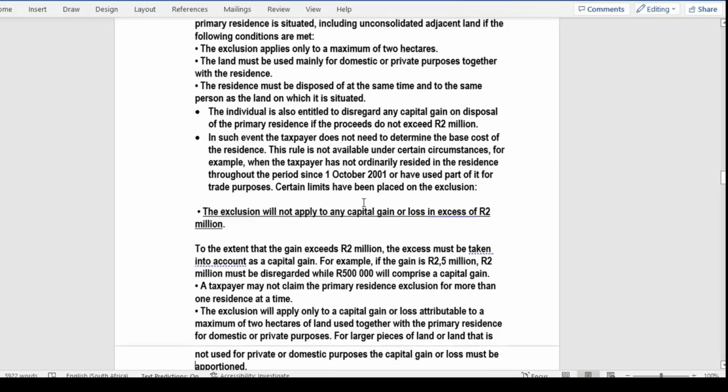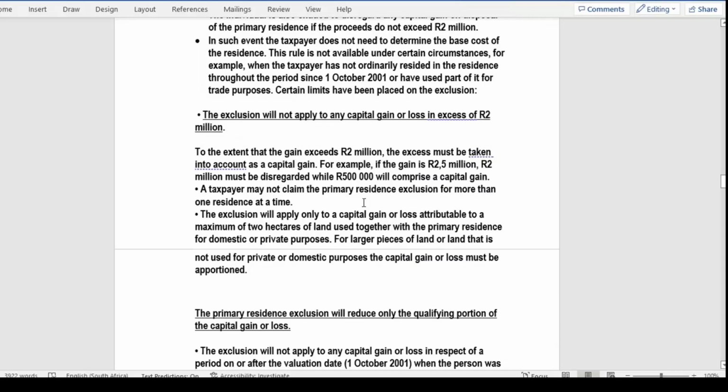Right. So it further says that in terms of the exclusions, the exclusion will not apply to any capital gain or loss in excess of 2 million rand. To the extent that the gain exceeds 2 million rand, the excess must be taken into account as a capital gain. I gave an example there that if the gain is 2.5 million, 2 million must be disregarded, and the 500,000 rand will comprise a capital gain. I think it's what I've just explained up there.